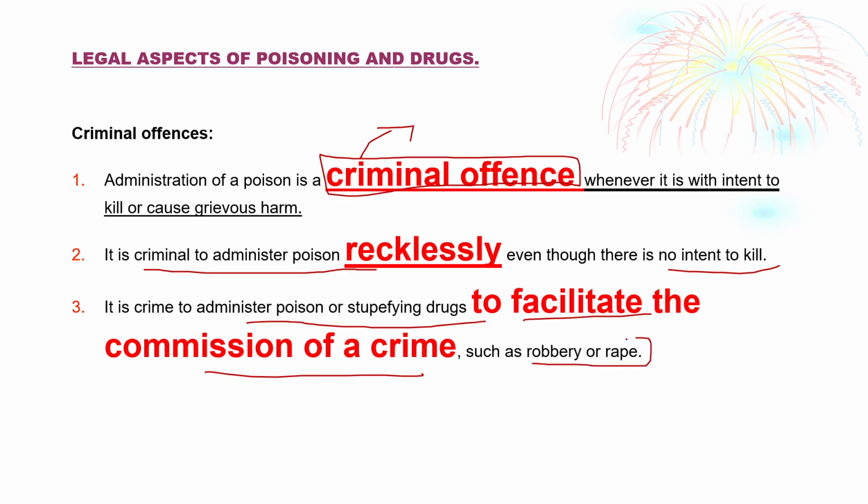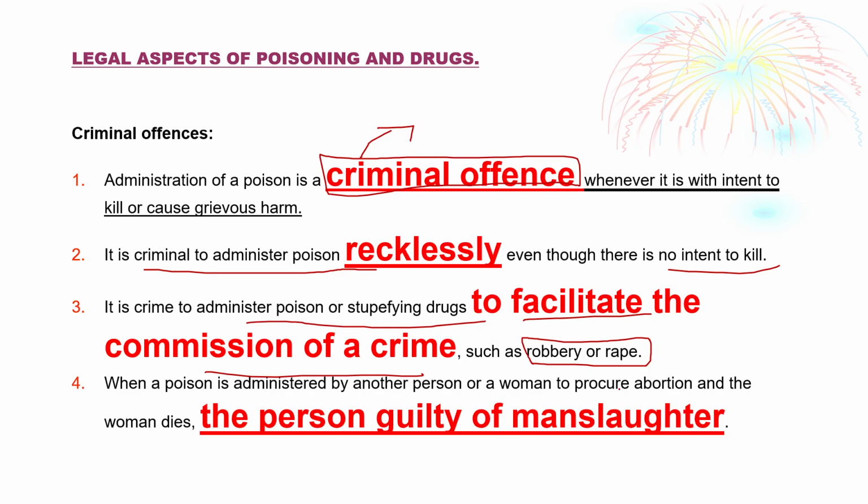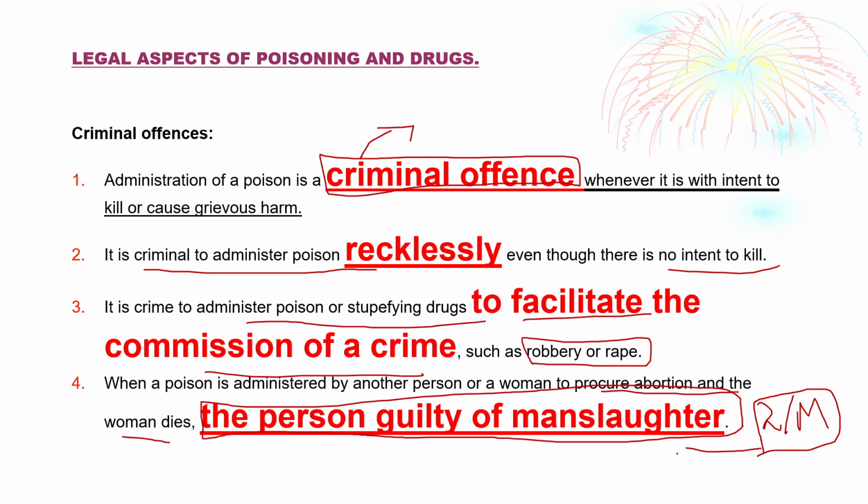For example, if somebody wants to commit robbery or rape, and under that condition wants to stupefy their victim and perform such action, this is criminal action. When a poison is administered to another person or woman to procure abortion, and the woman and the fetus both die, at that condition the person will be guilty of manslaughter. Two deaths, and the person specifically has to answer for them. So the medical legal aspects are, first of all, that it's a criminal offense, and reckless use of such poisons is not allowed. To facilitate the commission of a crime is a criminal action, and the person is guilty of manslaughter if he performs an abortion and the fetus plus the woman die.